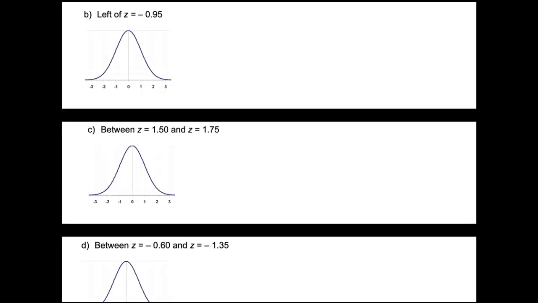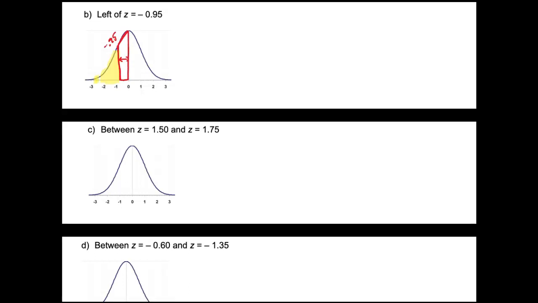Okay, so for part B, we're asked to find the area to the left of negative 0.95. So negative 0.95 would be about there. And so we want to find the area to the left of that. So I'm going to shade left. And we're going to ask ourselves, well, what does the chart give us? The chart gives us this area right here. So the chart gives us all of this chunk.